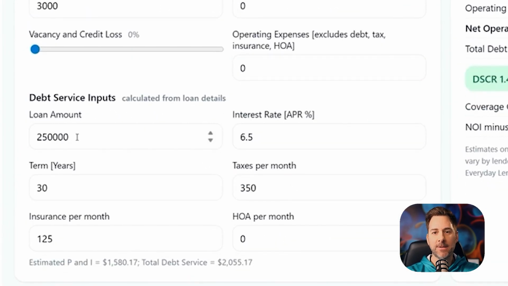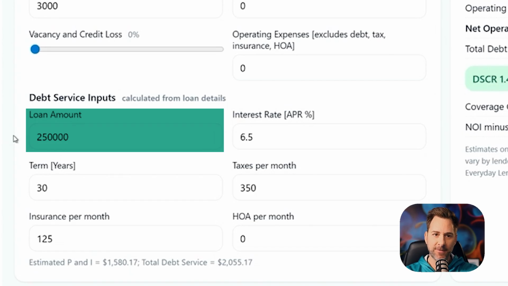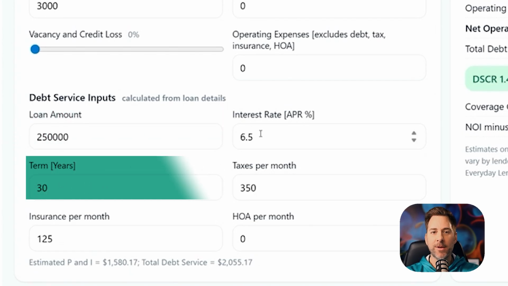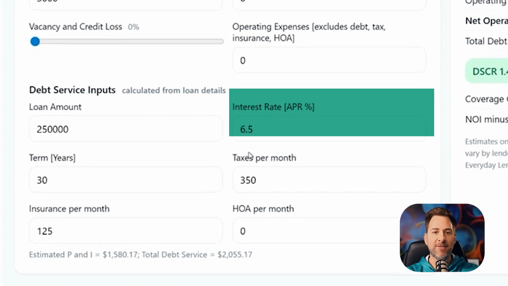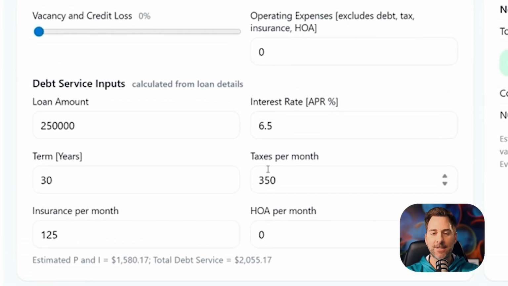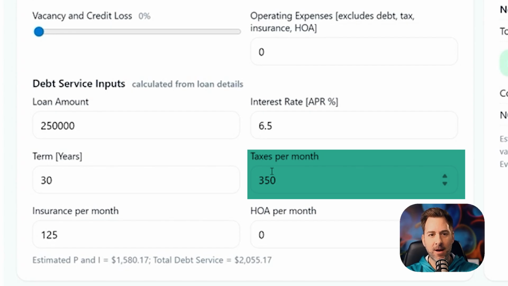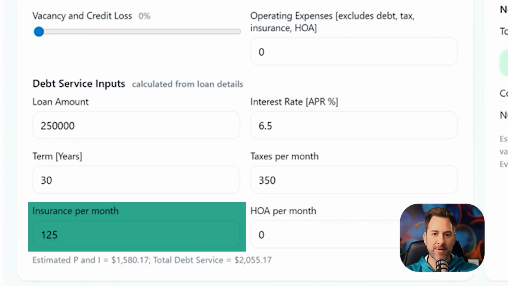So for our purposes, let's say you have a loan of $250,000. It is on a regular 30-year fixed with an interest rate of 6.5%. Your monthly taxes are around $350, and you have a monthly homeowner's insurance of $125.